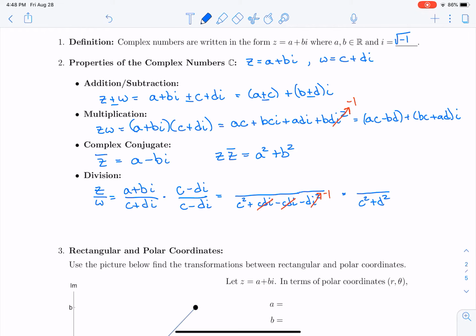Okay, so what's going to happen with the numerator here? Well, we're going to get ac plus bci minus adi minus bdi squared.